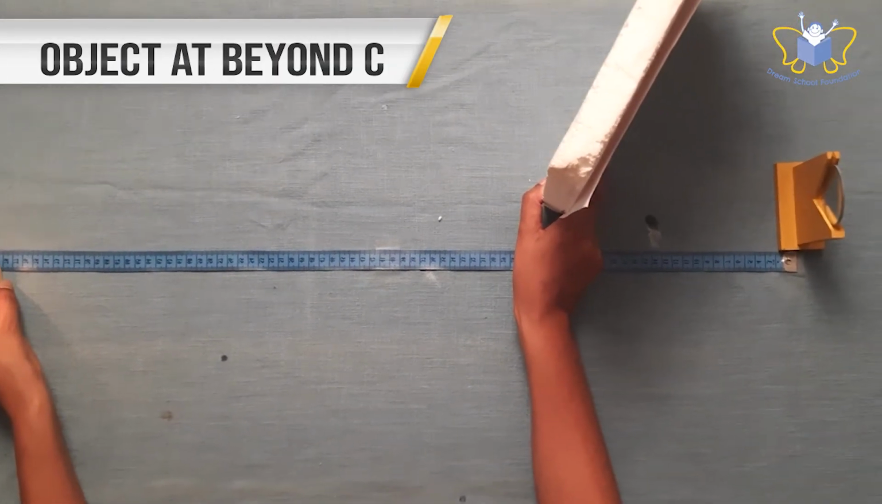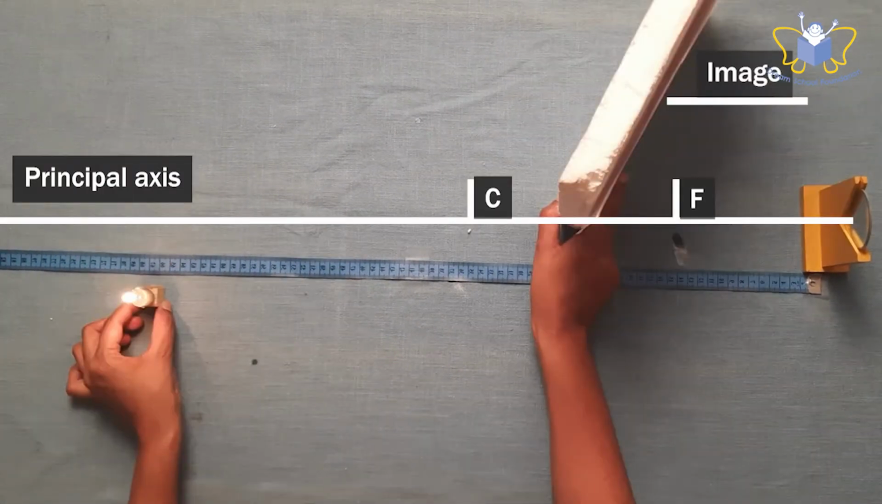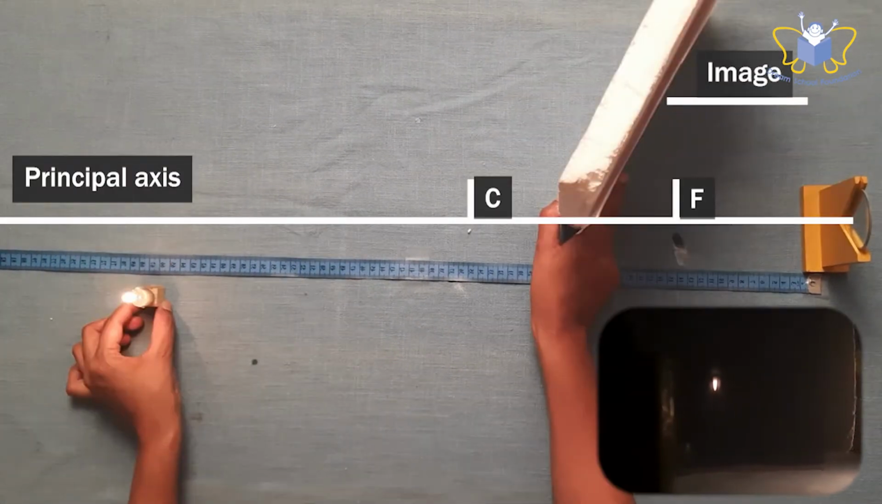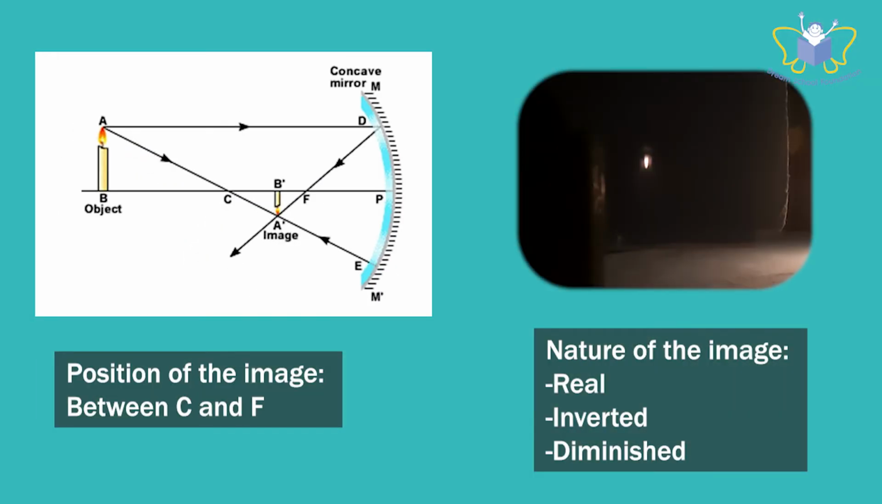Now let us look at an object which is placed beyond C. As you can see here, the rays after reflection meet between C and F. So the image is formed between C and F. Now let us look at the nature of the image. The image is real, inverted, and diminished.